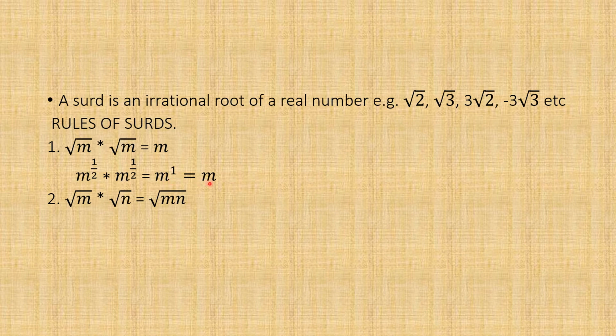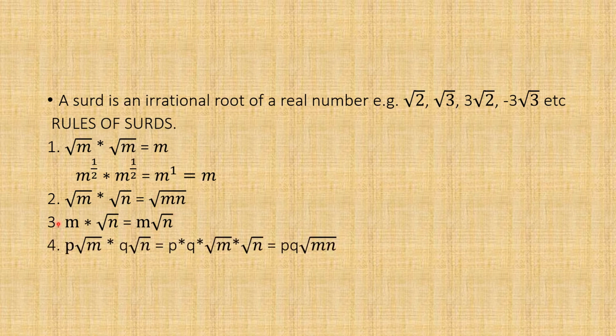So let us look at the second rule. The second rule states that root m times root n is the same as root of m times n. That means that if I have two numbers that are different under the root, I just multiply them under the same root. Multiplication of those numbers is the same as multiplying them under the same root. Then m times root n is the same as m root n. You just do simple multiplication.